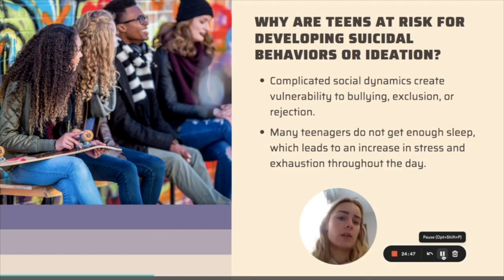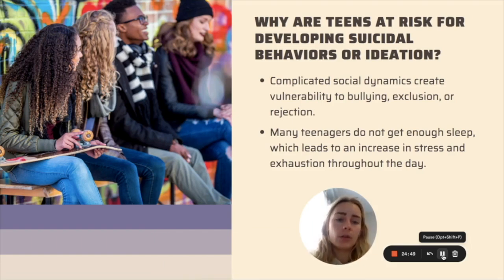There are a lot of complicated social dynamics that create vulnerability to bullying, exclusion, or rejection for teenagers as well. So, to go back to social media, people are more aware of what other people are doing now than they ever have been before. So, teens are seeing when their friends are hanging out without them. Teens are seeing if someone says something badly about them. You used to be able to come home from school, put your backpack down, not think about anything until the next day. But now children are online all day thinking about what's going on with other people, thinking about what's going on in school. And this creates a lot of complicated social dynamics.